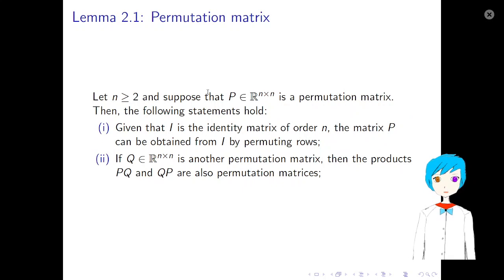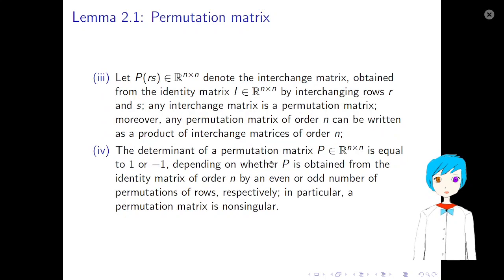There are some basic properties of the permutation matrix. Every permutation matrix can be obtained by permuting the identity matrix I, and if there are two permutation matrices, then their product is also a permutation matrix. Also, a permutation matrix can be written as a product of basic permutation matrices, that is to say, by only permuting two rows of the identity matrix, which we will call a basic permutation matrix.